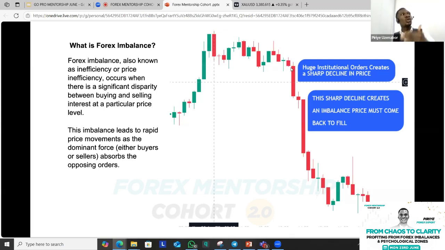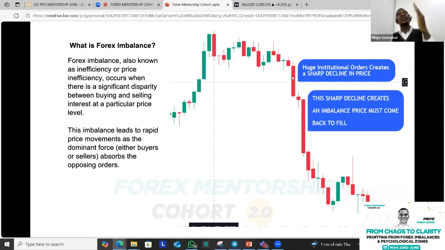That gap is what we call a fair value gap or an imbalance, because an efficient market is supposed to function in a way that buying orders will be married to sell orders. But when you see a gap like this, that would mean that there are a lot of sell orders, unfinished transactions.